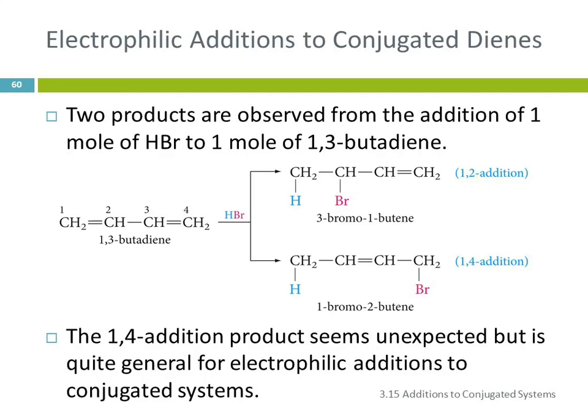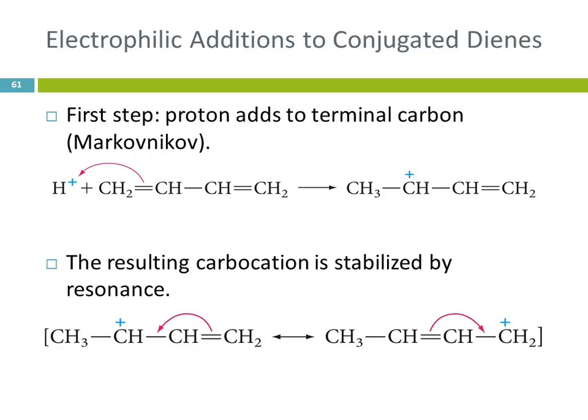This first one makes sense. We've talked about adding things like this, and here the hydrogen is going to go to the carbon that has more hydrogens, and the bromine is going to go to the other carbon in the double bond. That's what we've learned about. That one makes sense. This one doesn't seem to make any sense. How are we adding a hydrogen to carbon number 1 and the bromine is ending up at the other end of the molecule? That's not what we expect. And yet this happens a lot for conjugated systems. So we need to look at what's going on here.